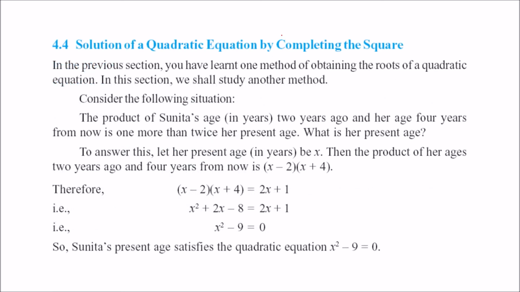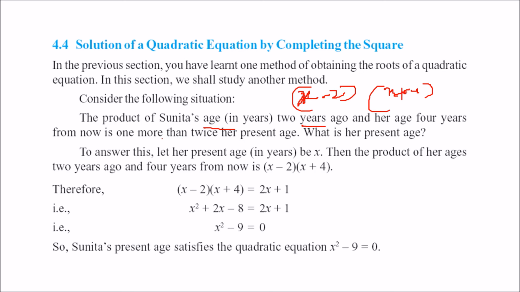Now let us solve the quadratic equation by completing the square. How are you going to get this? Let us consider a situation. The product of Sunita's age 2 years ago, that is, if Sunita's age is x, 2 years ago it will be x minus 2, and her age 4 years after, meaning x plus 4, 4 years after.